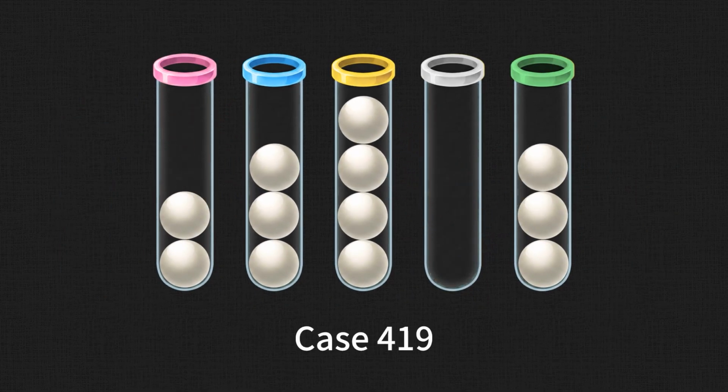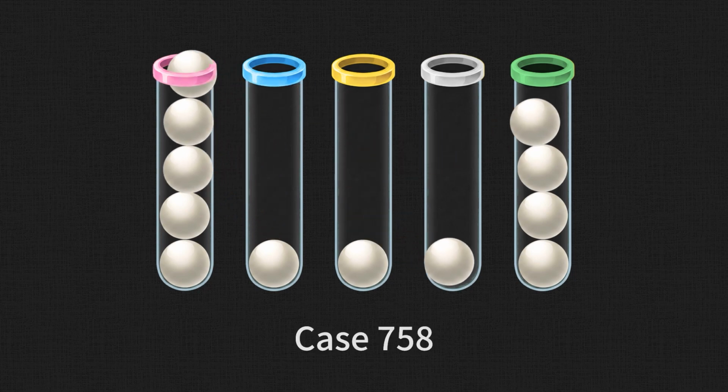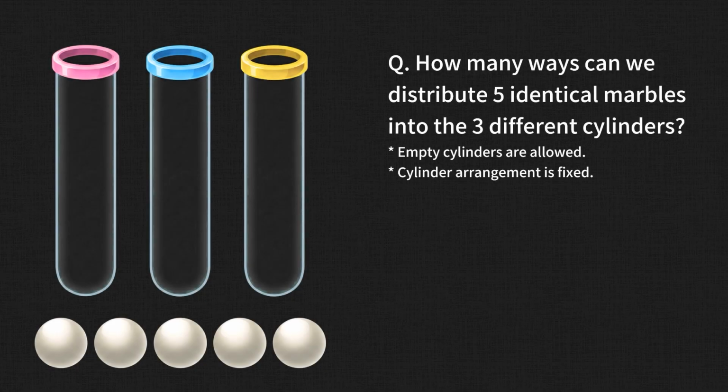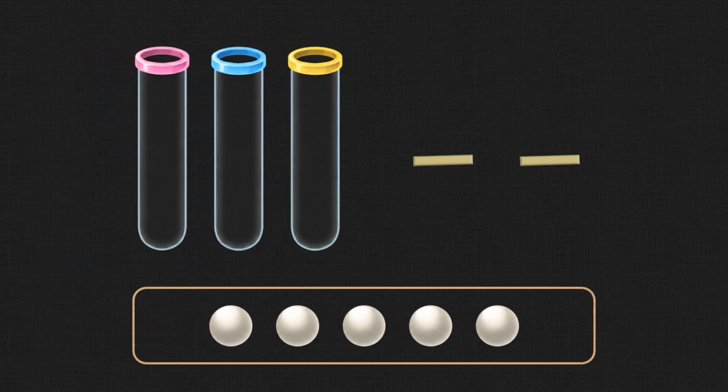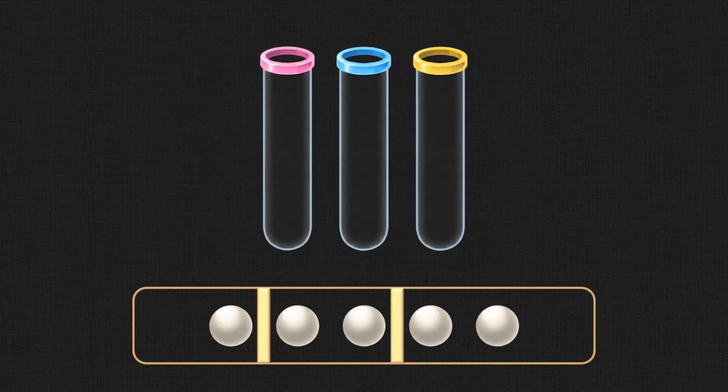This is where the second method comes in, and it is honestly a game changer. For this method, we are going to use a special trick. We are going to bring in 2 sticks. Why 2 sticks? You will see why in just a moment. But now, imagine arranging these 5 marbles and 2 sticks in a single row. The sticks act as dividers that separate the marbles into 3 groups.